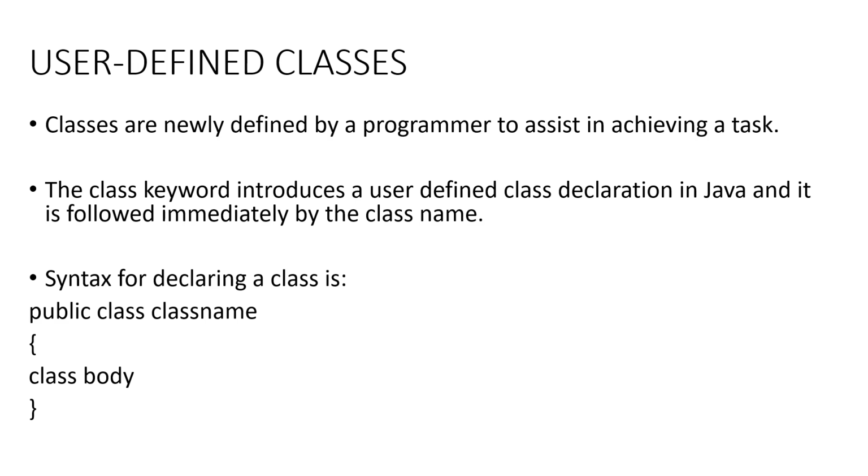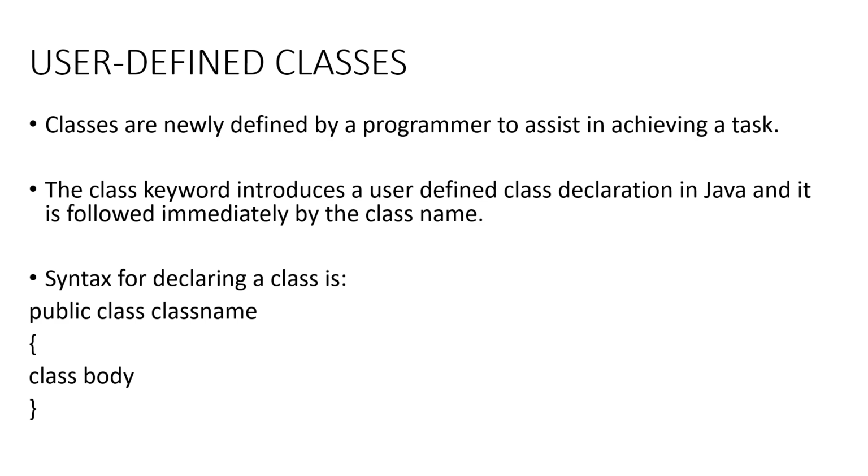So a class name, which is a valid identifier in Java, consists of a series of characters like letters, digits, underscore, dollar sign. The only constraint is that it does not begin with a digit or contain space. So that is the syntax for declaring a class. You start with public, then the keyword class, then the class name, the name that you are giving to that class.